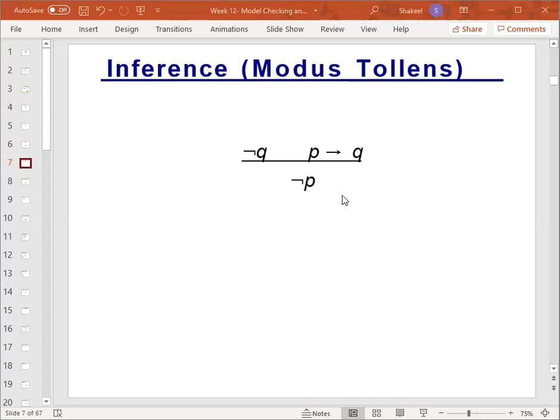If you were to rewrite this one, you could see that by modus ponens, not Q and not Q implies not P would lead to not P. But if we write it just as P implies Q, we call this modus tollens. This is pretty powerful as well. In case we want to infer the negation of a proposition, we could use modus tollens as an inference tool.